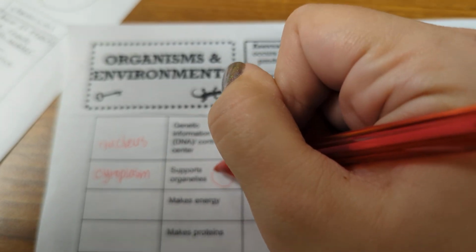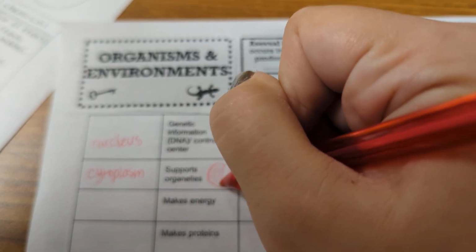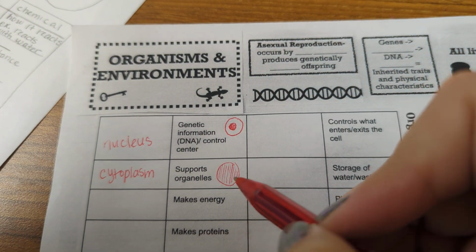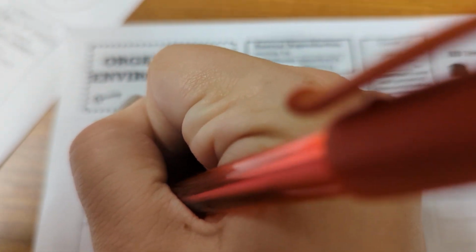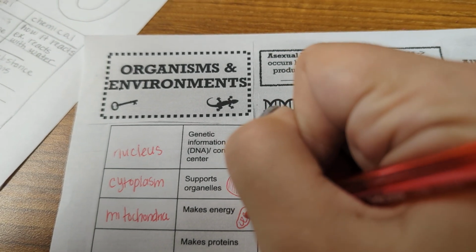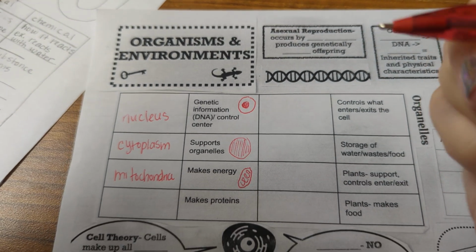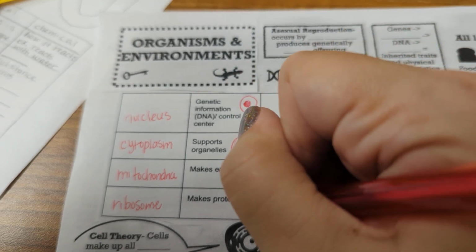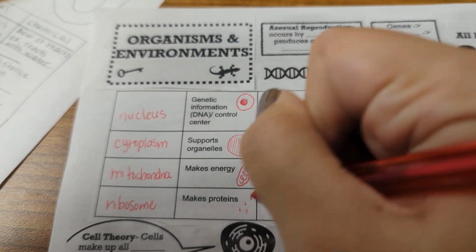So that's kind of the shaded region that's not any of the smaller structures. It fills the whole cell. The thing that makes energy is the mitochondria. And it's usually kind of an oval shape with a squiggly line in it. The thing that makes proteins is the ribosome. And they usually look like small dots.